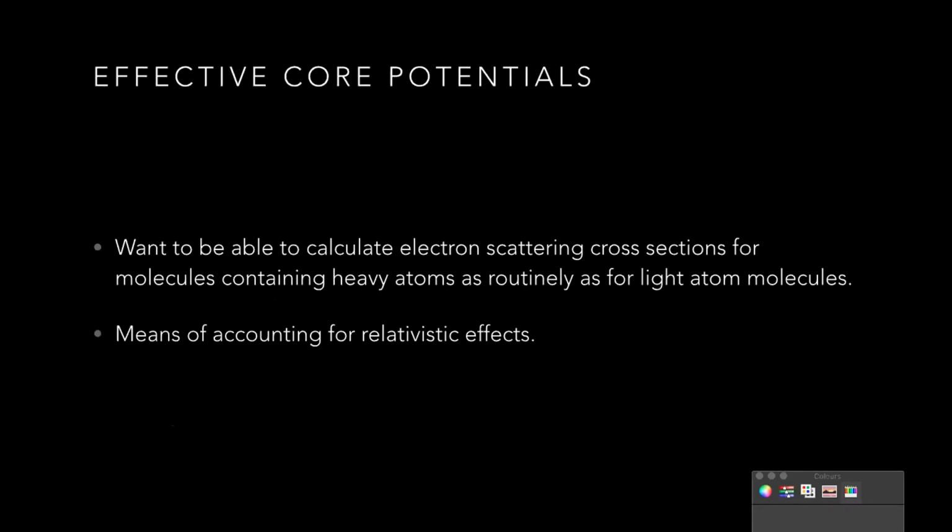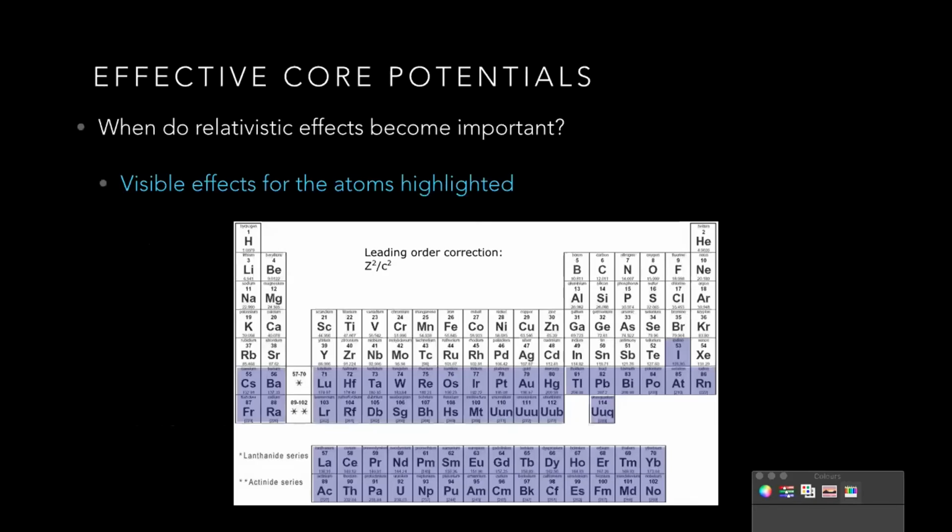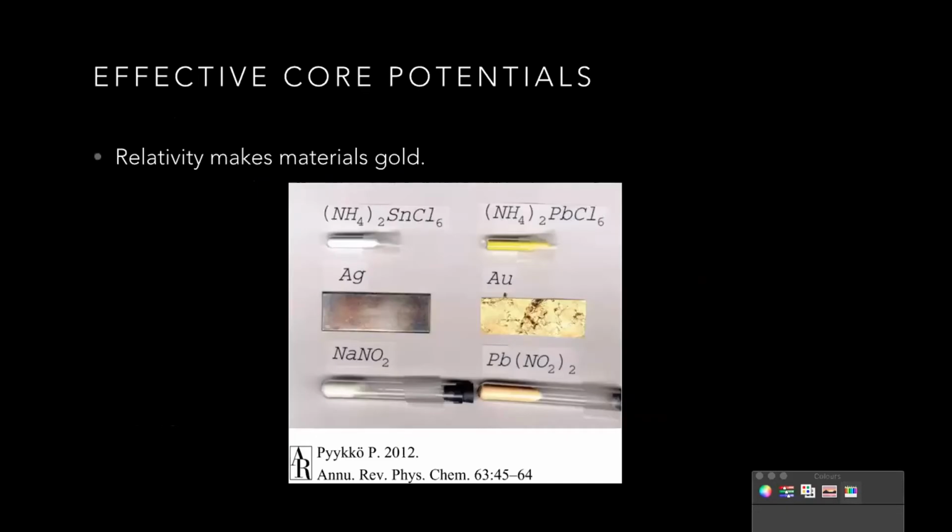So we want to be able to calculate electron scattering for molecules containing heavy atoms. And this means that we have to account for relativistic effects. So where do these become important? Well, for these molecules that are highlighted on the periodic table, they're going to be visible effects that you have from relativity. So what do I mean by visible effects?